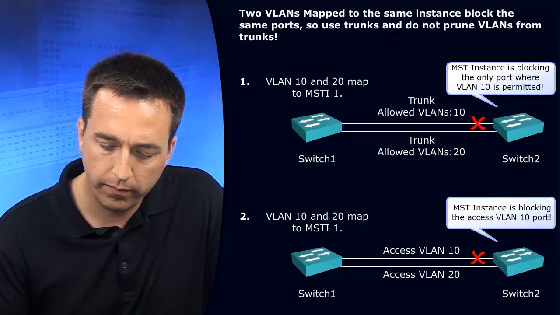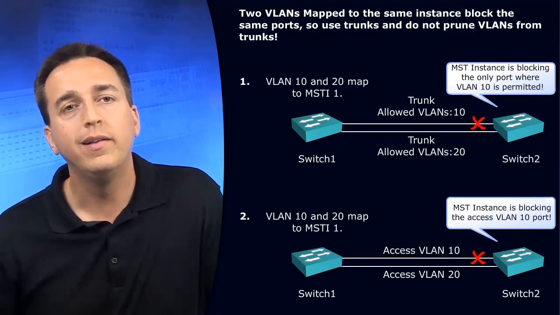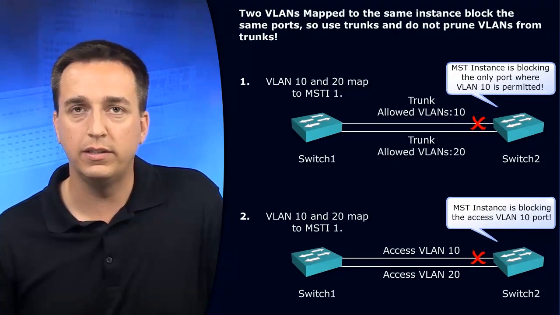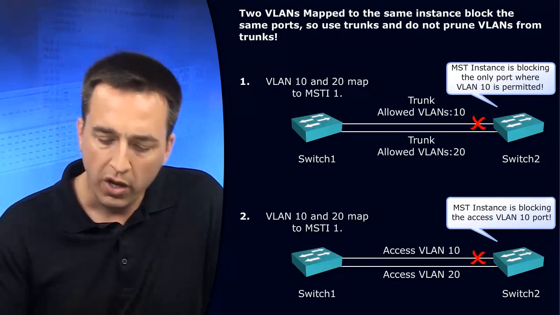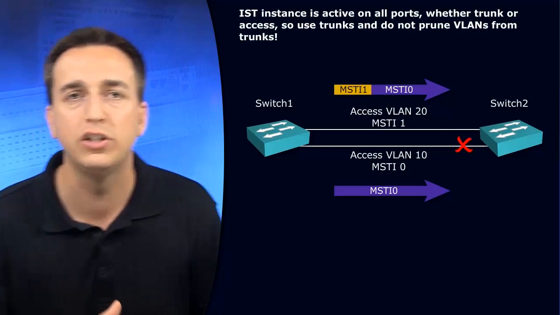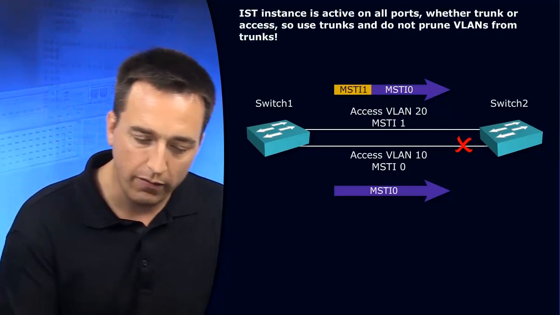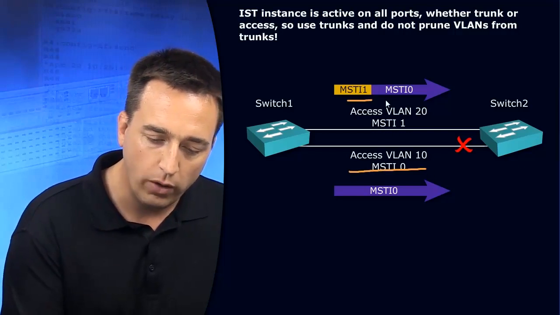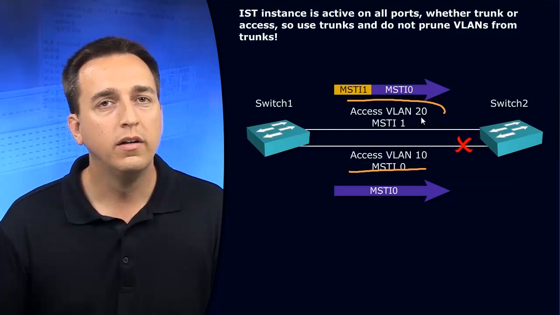What about if we have VLANs that are in different MST instances? So instead of having them both in instance 1, what if one of them is in instance 0 and the other one is in instance 1? So here we have VLAN 10 in MST instance 0. We have VLAN 20 in MST instance 1.